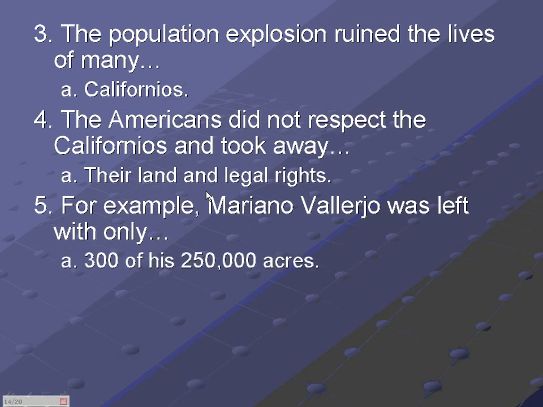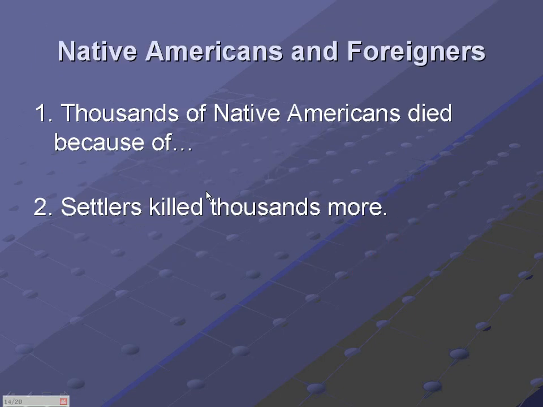For example, the guy with the sweet sideburns, he was left with only 300 of his original 250,000 acres. So he is left with about 0.01% of his total overall land. Native Americans and foreigners.